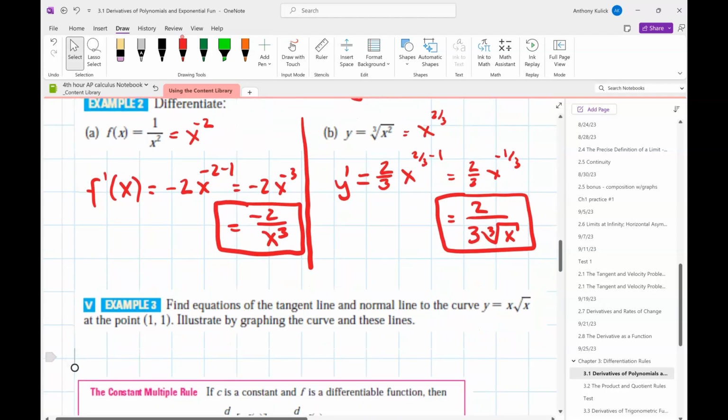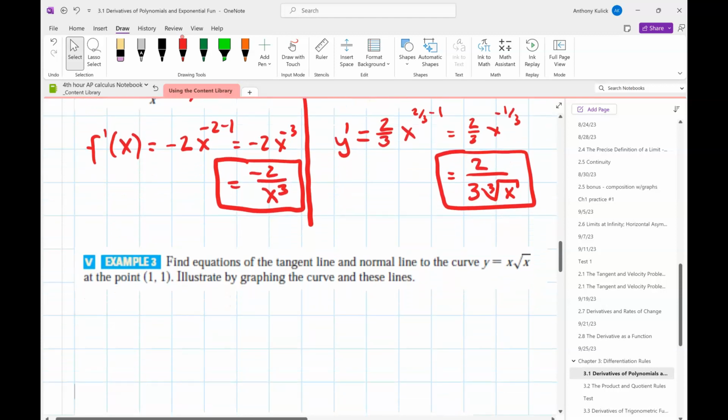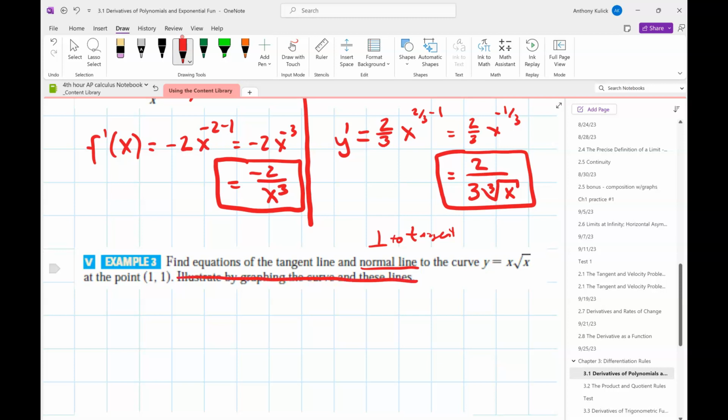I still have more though. Let's do this example. Find the equations of the tangent line and the normal line. So normal just means perpendicular to the tangent. For the curve y equals x square root x at the point (1, 1).